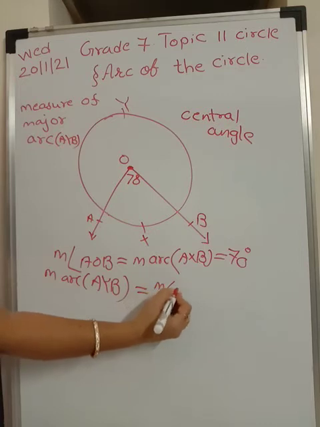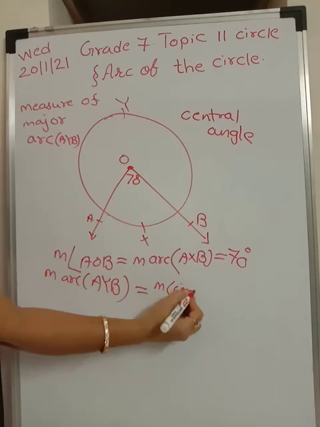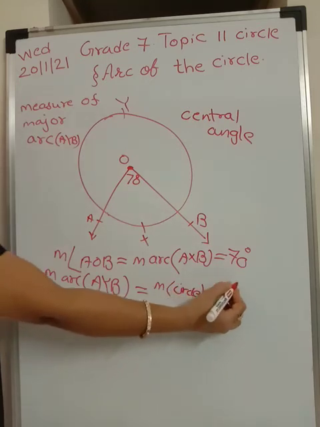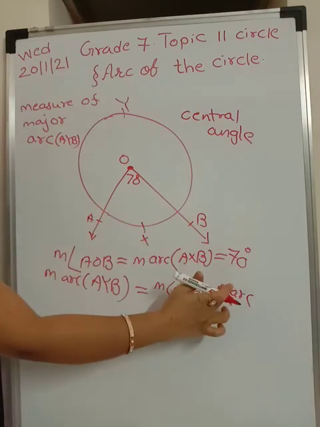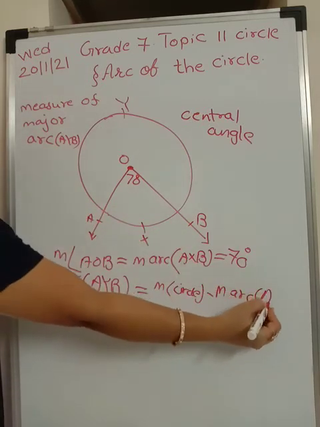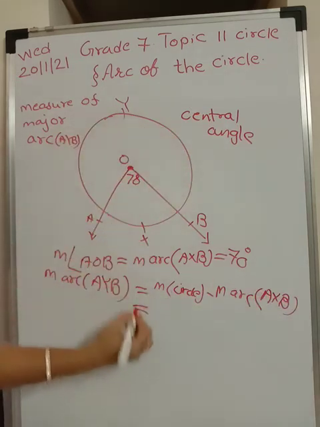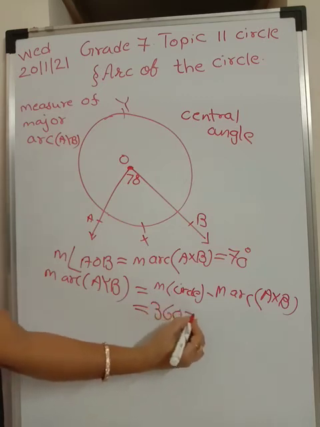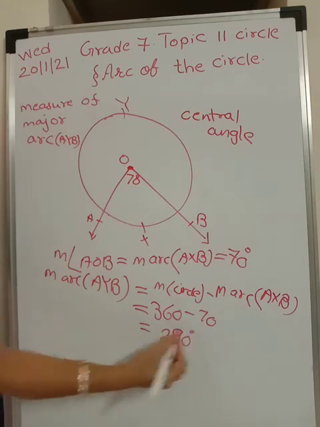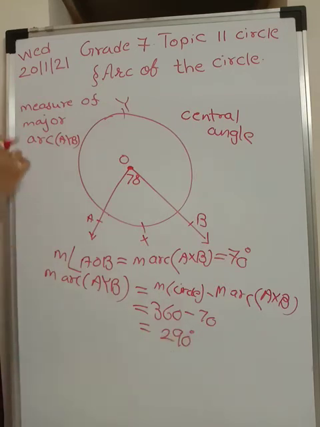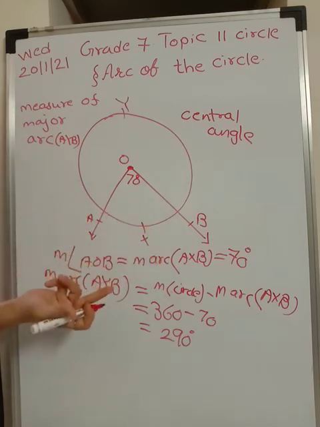So the measure of the whole circle, from this you subtract the measure of arc AXB. Now what is the measure of the circle? The measure of a circle is always 360, minus 70. So this comes out to be 290 degrees. In short, you can remember the measure of any major arc is 360 minus the measure of the minor arc. That also can be the formula.